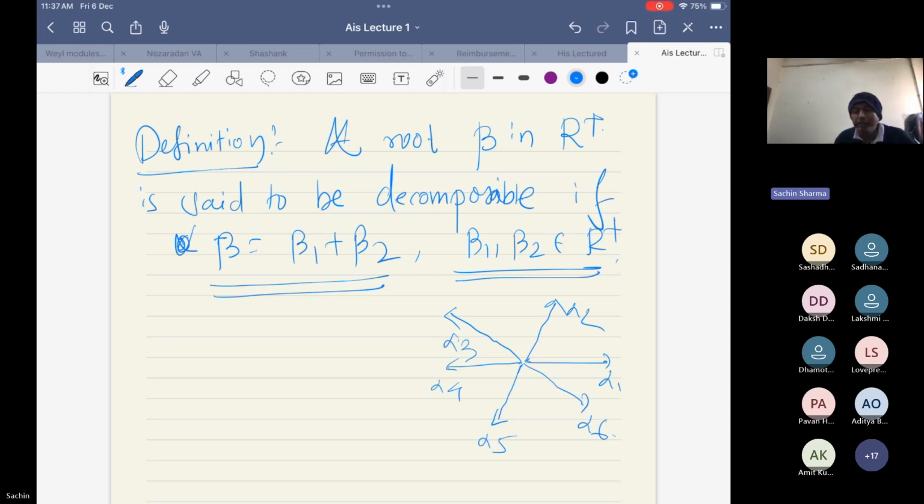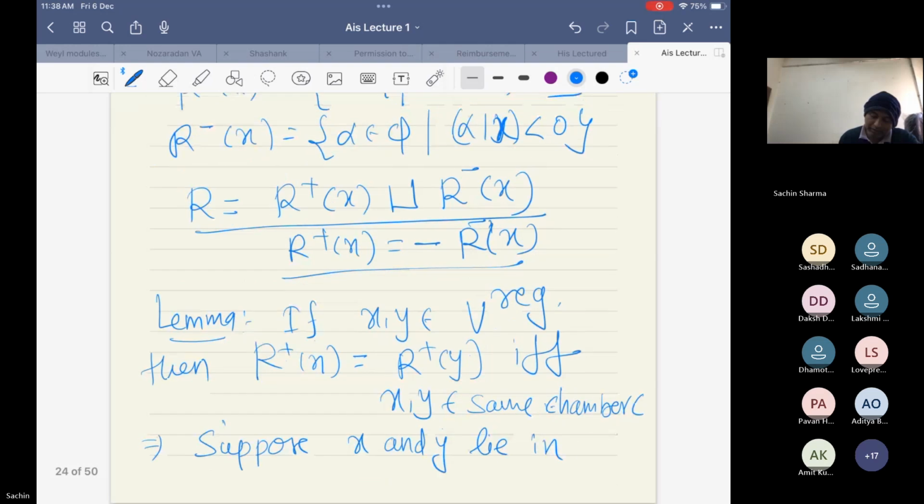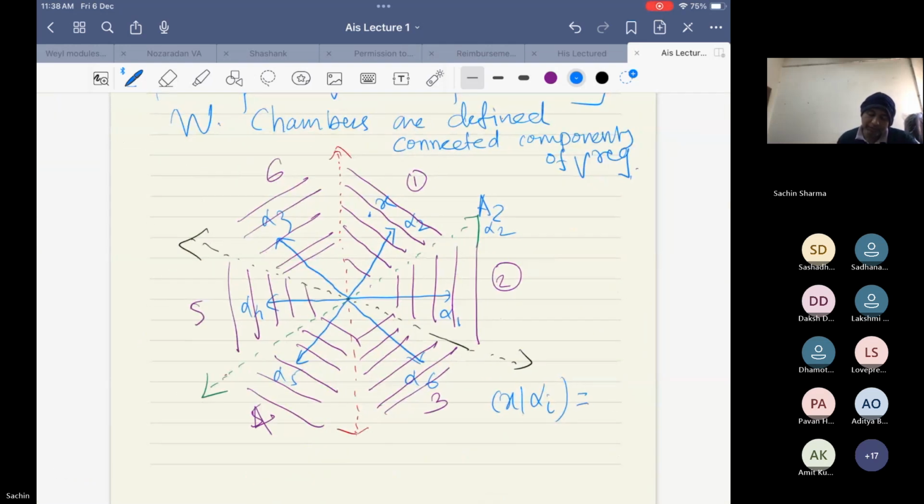can anyone tell me, suppose one takes which hyperplane? I just want to take some chamber. So again, let me take chamber number 1 here. With respect to that, we will have a partition. So with respect to chamber 1, can anyone tell me what the positive roots are here?